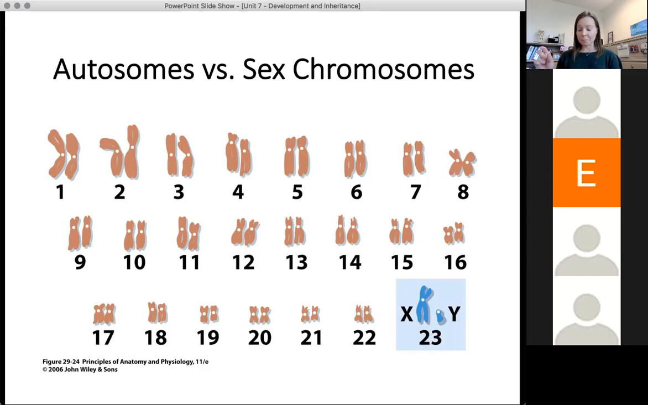So there's a gene for that on the X chromosome, but there's not a corresponding gene for it on the Y chromosome. That is one example. And then another one is the gene for hemophilia, the bleeding disorder. That is also only found on the X chromosome. So any gene that's found on either of the X chromosomes is controlled through sex-linked inheritance.